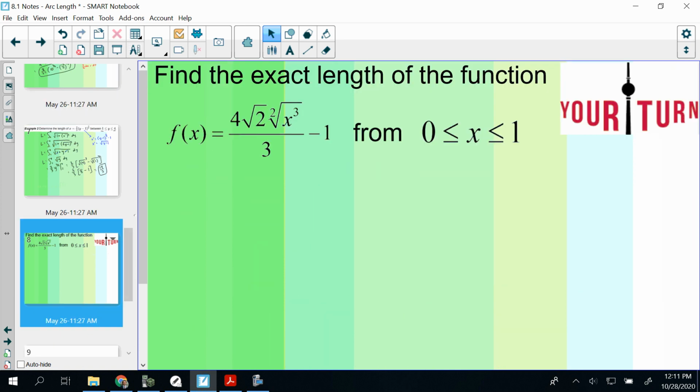All right, why don't you pause the video and try this one, see if you can find the exact length on this one. You should be able to come up with an answer that is a fraction here. So pause it and try it out, see what you come up with.